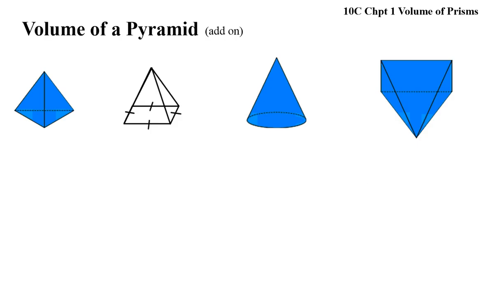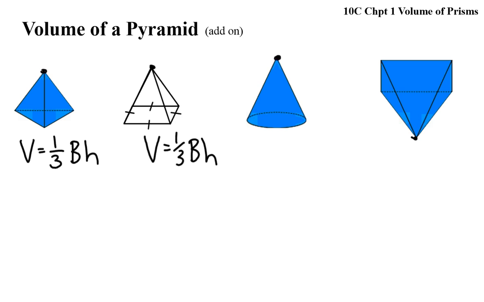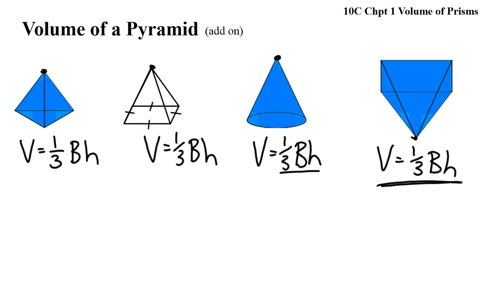So again, this isn't in the booklet, but let's come up with specific formulas. Has a point, an apex it's called. It's a pyramid. All 4 of these have apexes and points. They're all pyramids. So every one of these volumes is going to be 1/3 big B H. 1/3 big B H. 1/3 big B H. 1/3 big B H. New general formula compared to a prism.